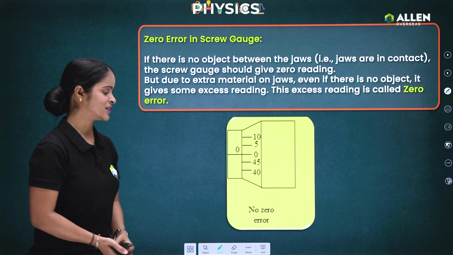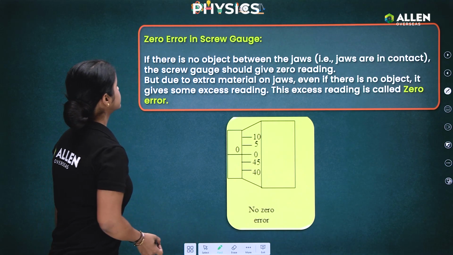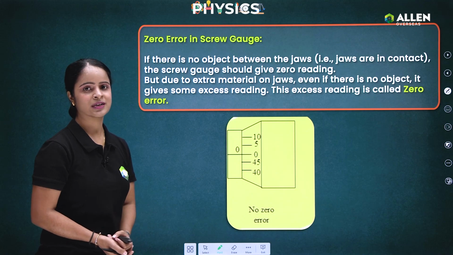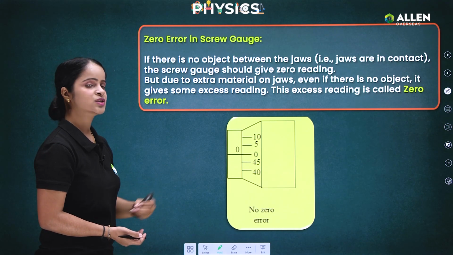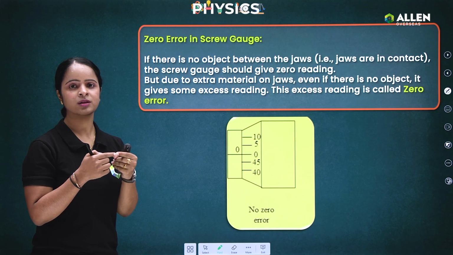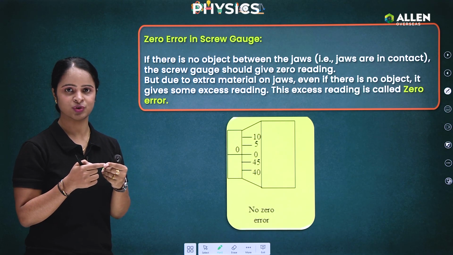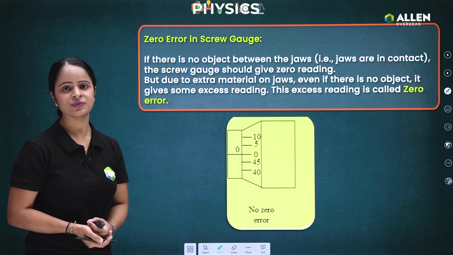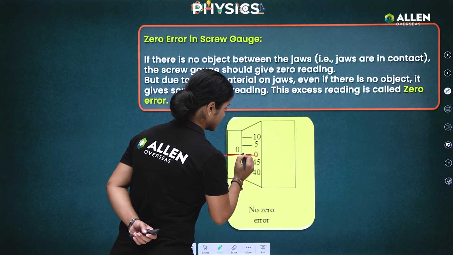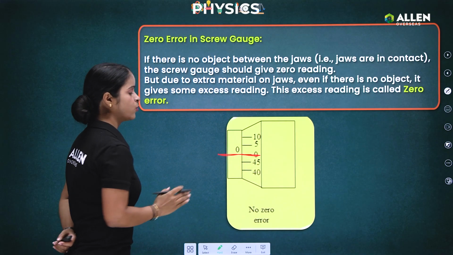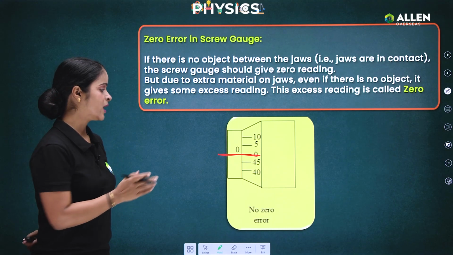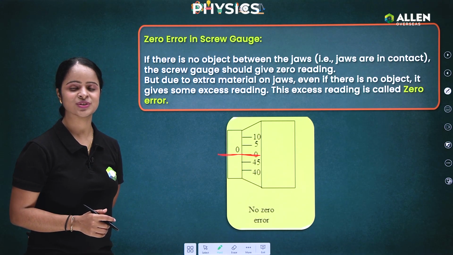Let's see what is written here. Zero error in screw gauge. But before that, I want to tell you the no zero error condition, how you will find it. For this, you need to make an arrangement. What kind of arrangement? There should be no body present in between the two jaws of the screw gauge, right? And at the same time, what you will find? You will find zero of circular scale will be at the level of zero of main scale when no object is present in between the two jaws of the screw gauge. And this situation is named as no zero error, right?